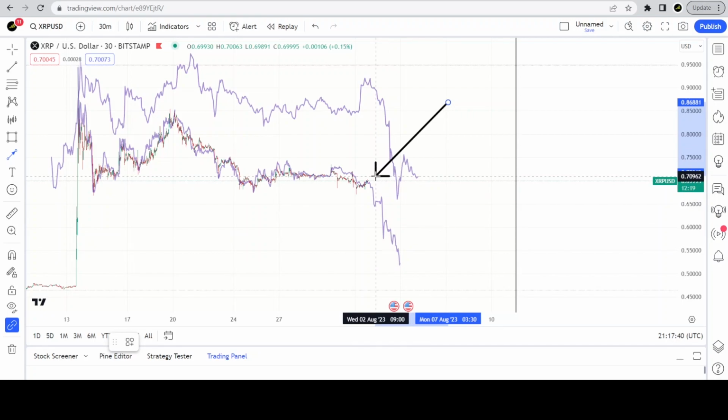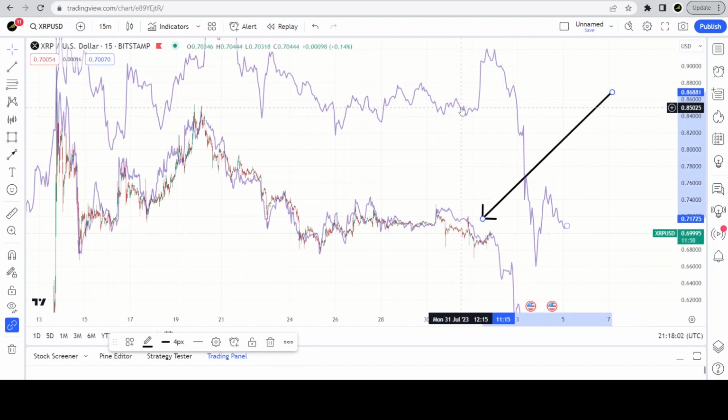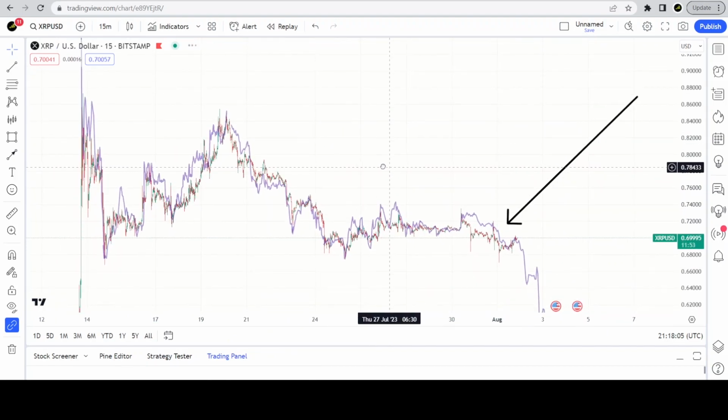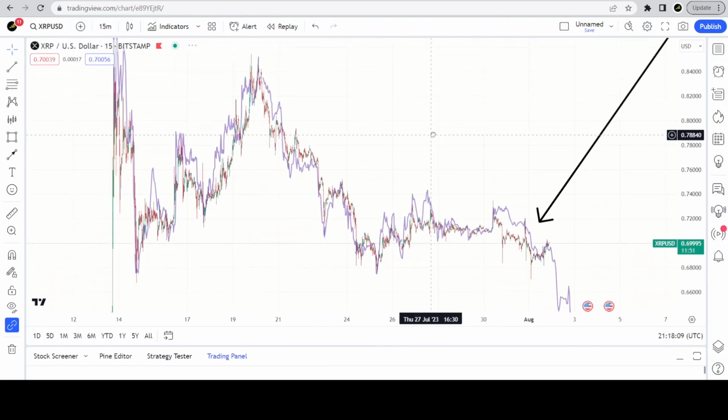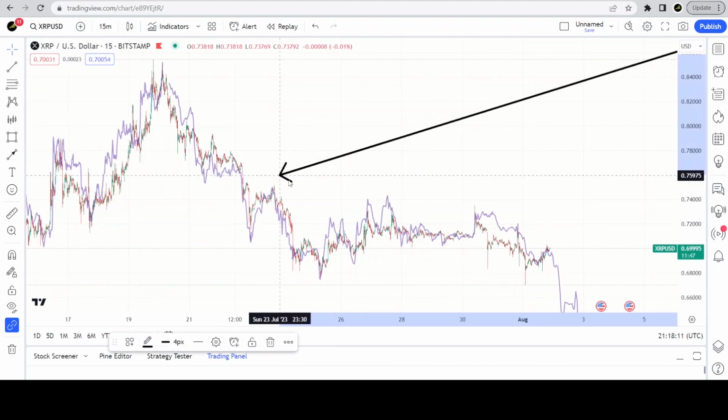Now, of course, it can deviate from this structure. Let's zoom in a little closer. So here we are on a 15-minute candle. I'm going to remove this one just so it's easier to see. So as you can see, it has been following it once adjusted for timing, height, and depth pretty closely.